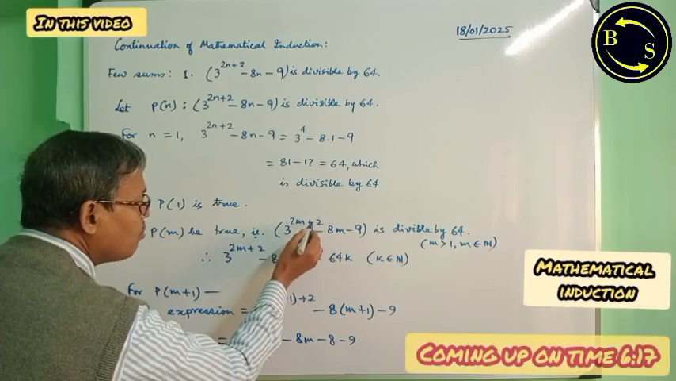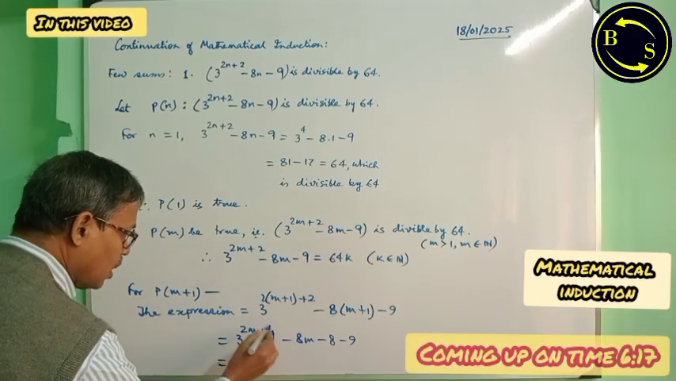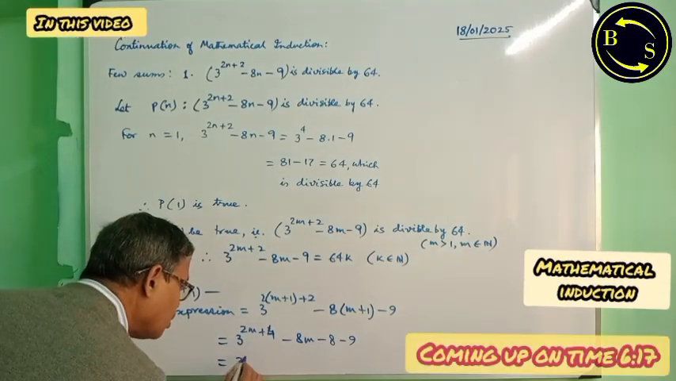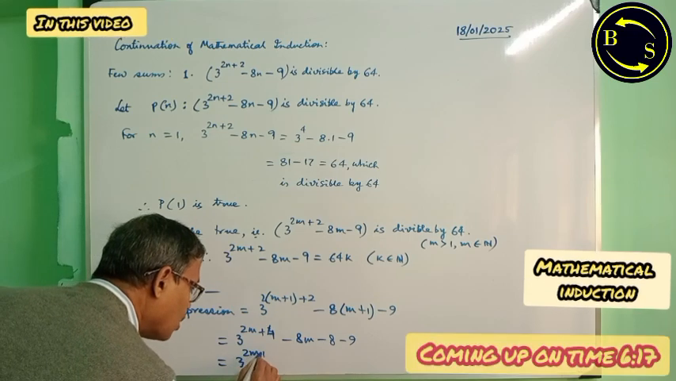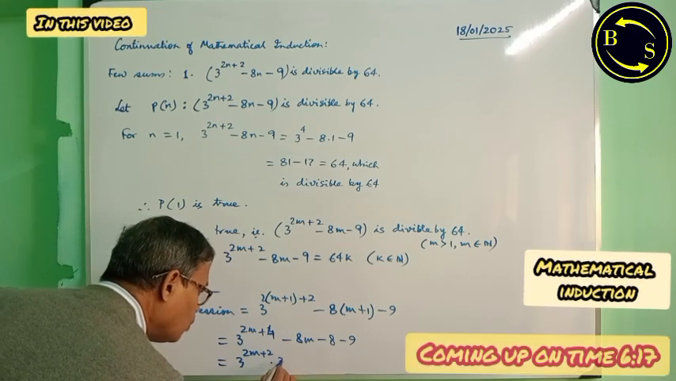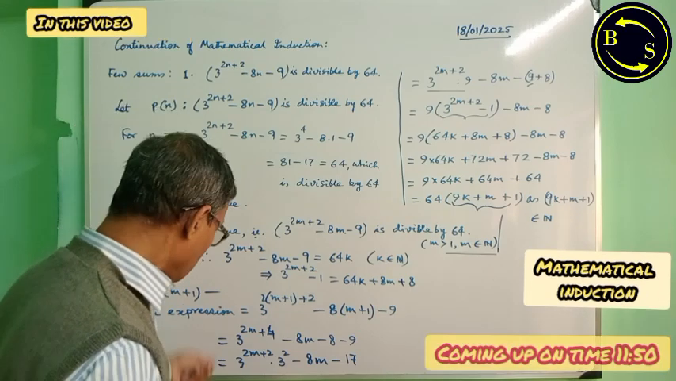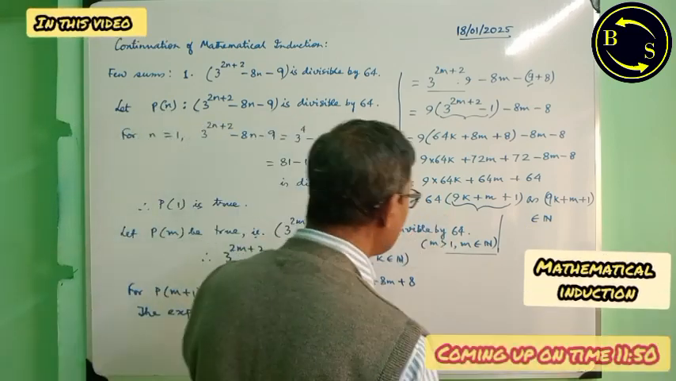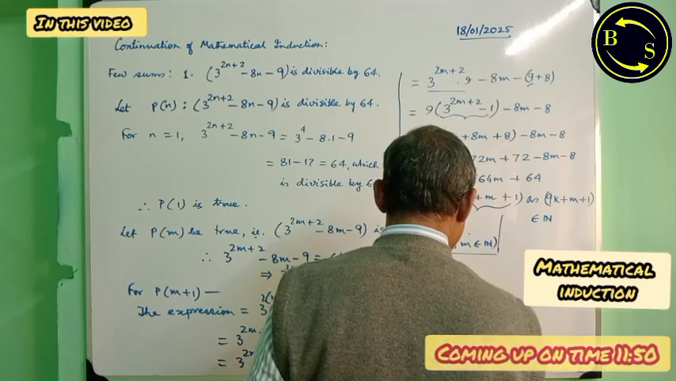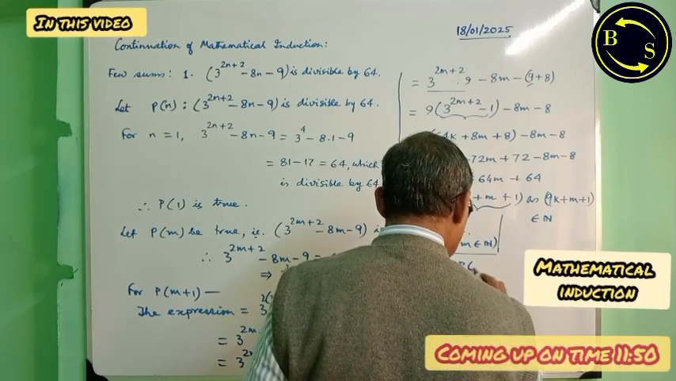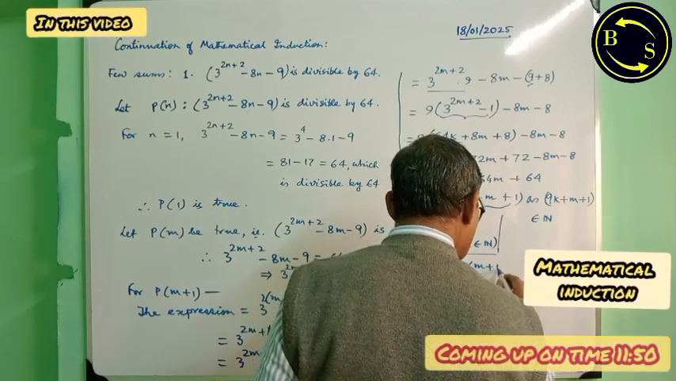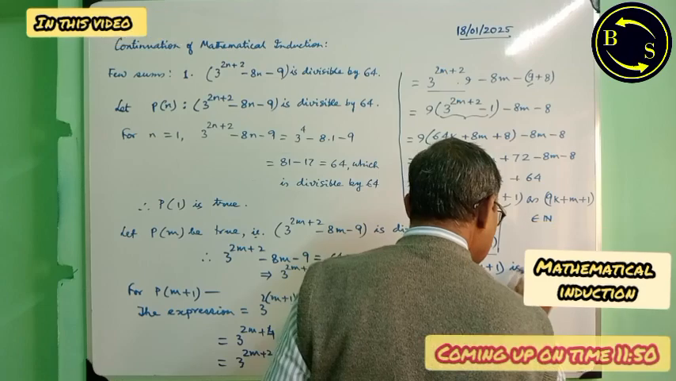3 to the power 2n plus 2 is there. Therefore, I first write 2n plus 2 into 3 square. Pm true. We have now shown Pm plus 1 is true. Therefore, Pm plus 1 is true.